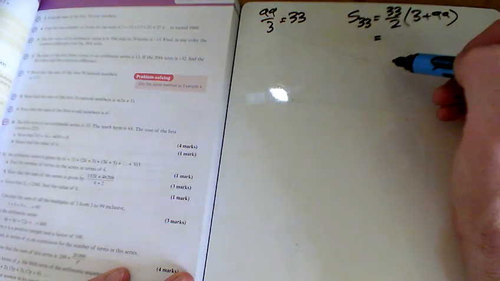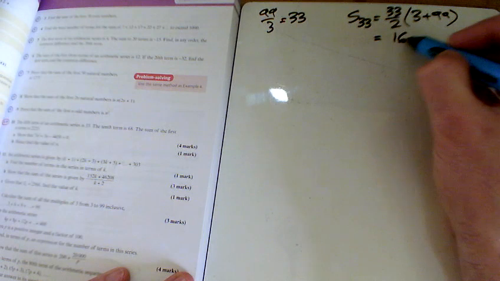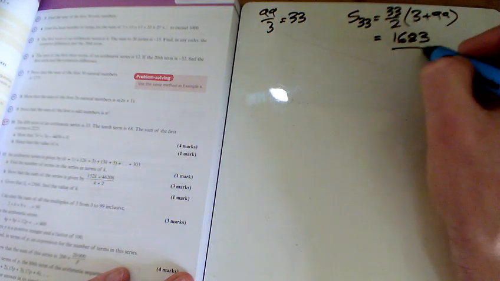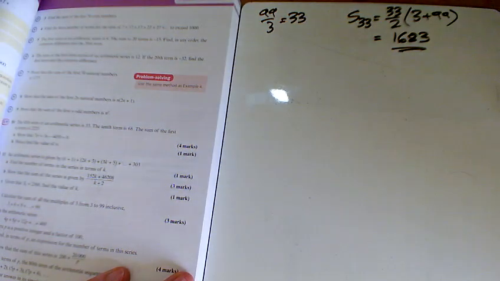And so that total there is 1683. If you weren't sure that there were 33 of them, you'd have to go through like we did in the first exercise.